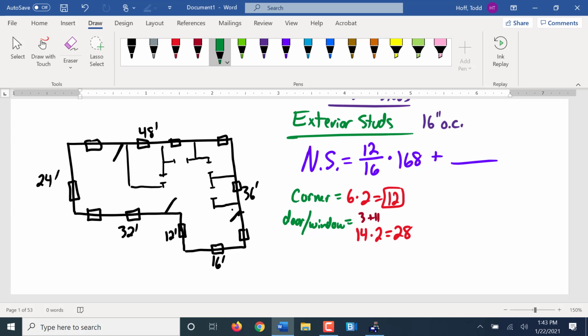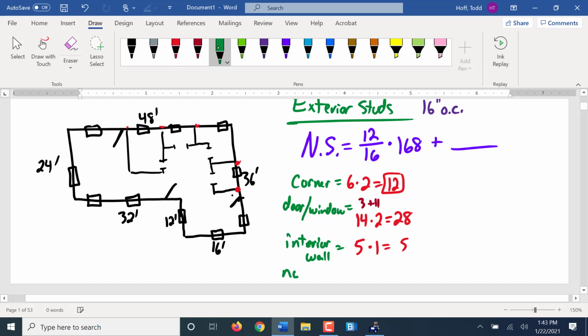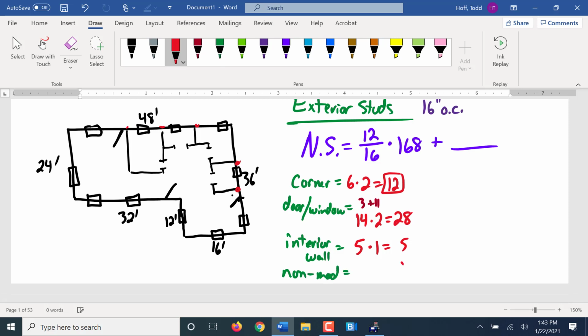Anything else we add for? So interior walls. There's 5 of them. How much do we add for each of those? 1. So that's 5. So 1, 2, 3, 4, 5. Yep. Now there's one other thing we add for, it just doesn't apply to this house. What's that? Non-modular. We have no non-mods here, so that's 0.